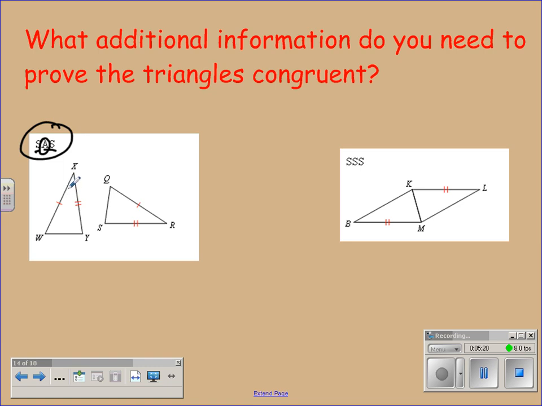So in order for that to work, I would need this angle because it's nestled in between, and this angle nestled in between. Now it's all set and good to mark the drawing, but you really need to write what the statement would be. So what additional information would I need to know? I would need to know that angle X is congruent to angle R. That would be enough information to prove SAS. Let's look at the next one. I want SSS. All I've got is this pair of sides, BM and LK.